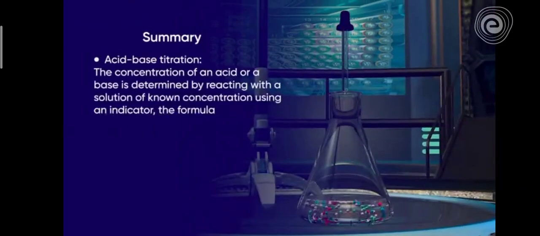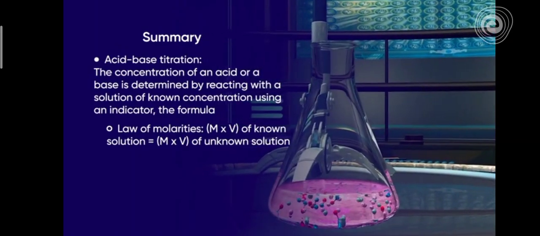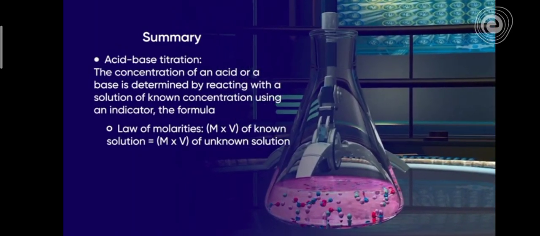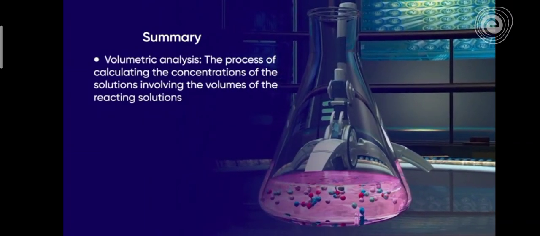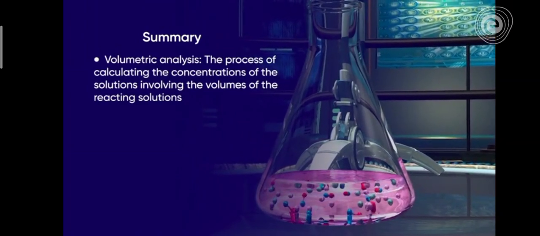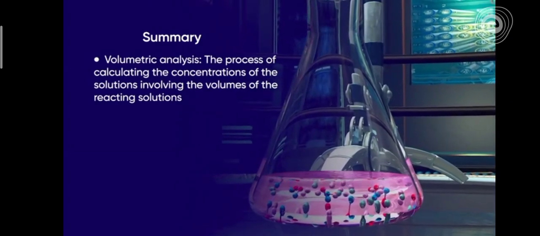To summarize, using the acid-base titration method, we can calculate the concentration of an acid or a base by reacting it with a solution of a known concentration, using a suitable indicator and the following formula. As the calculations of the concentrations of the solution involve the volumes of the reacting solutions, this process is often called the volumetric analysis.